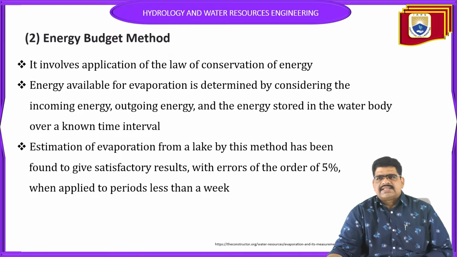Here we have to understand what happens in the third point. The estimation of the evaporation from the lake by this method gives satisfactory results with an error of the order of 5% when applied to periods of less than a week. So the energy available for evaporation is found by considering the incoming energy, outgoing energy and energy stored over a certain time interval. So in the energy budget method we will find out the evaporation.